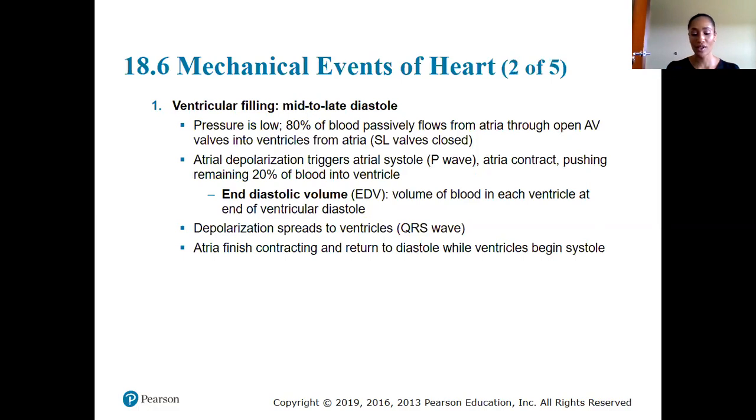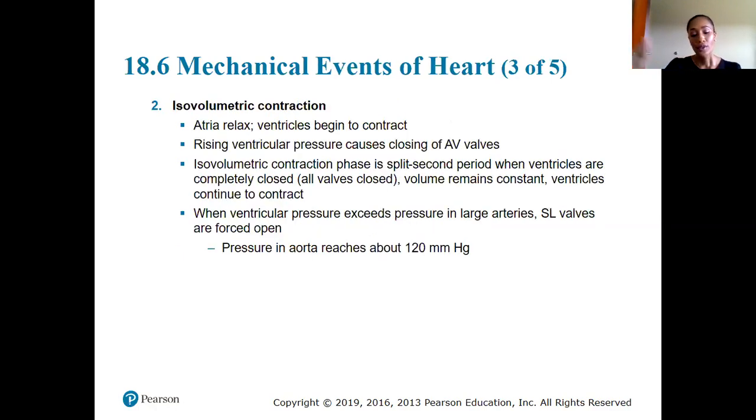So when the ventricles are fully relaxed, the EDV is going to be the total volume of blood that they are able to hold. So depolarization will spread through the ventricles, which is going to be our QRS wave, and the atria will finish contracting and return to diastole, or relaxation, when the ventricles begin to contract, systole. So ventricles contract, they're going to eject the blood through both of their semilunar valves, and this is at the isovolumetric contraction. So atria relax, ventricles begin to contract.